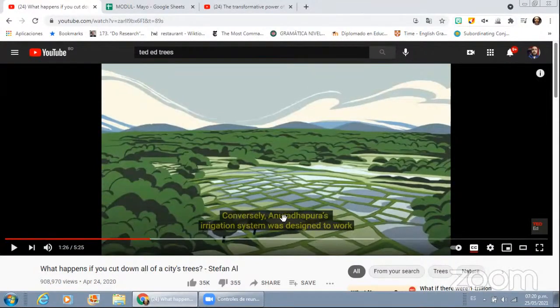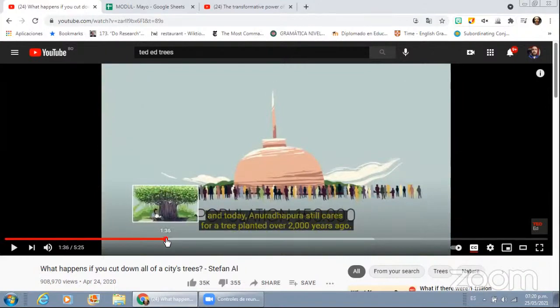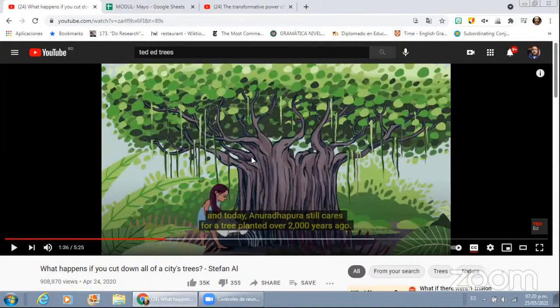But Anuradhapura was totally the opposite because they took care of the trees. They didn't have contamination. They didn't have pollution. And actually, at the present moment, they are still taking care of some trees that are over 2,000 years old. So please, to finish this conversation, try to give me a short summary one more time about Uruk and Anuradhapura. Very shortly, what happened with these two cities, please?